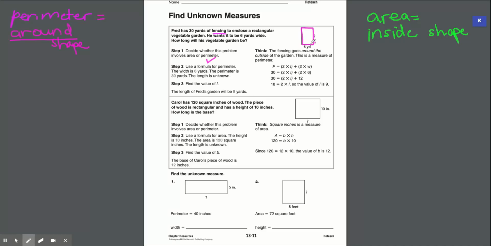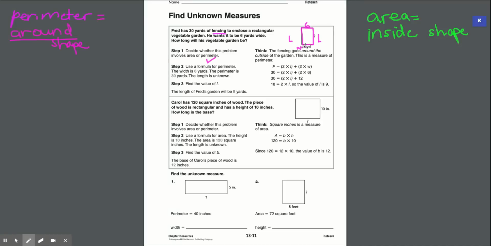The length is unknown. So we know that the perimeter will be 2 times the length plus 2 times the width. We know that the perimeter is 30. So that's going to be equal to 2 times the length plus 2 times 6, because 6 is the width. Now, why is it 2 times? Because the top is 6 and the bottom is 6. Just the same thing as the length, L. It's the same thing on the top and the bottom. There's 2 L's to find perimeter and 2 widths.